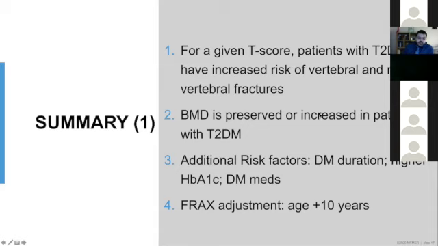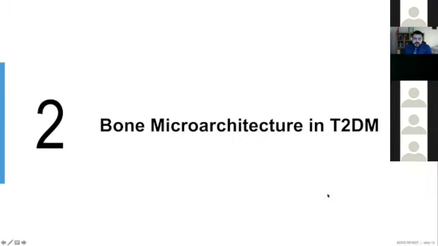So to summarize this first part, for a given T-score, as I said, patients with type 2 diabetes have increased risk of fracture. Bone density is either preserved or even increased. The additional risk factors that are specific to this population are longer duration of diabetes, worse A1C, and some diabetes medications. And then in terms of FRAX adjustment, you have options. Increasing the age by 10 seems to be the best option here.